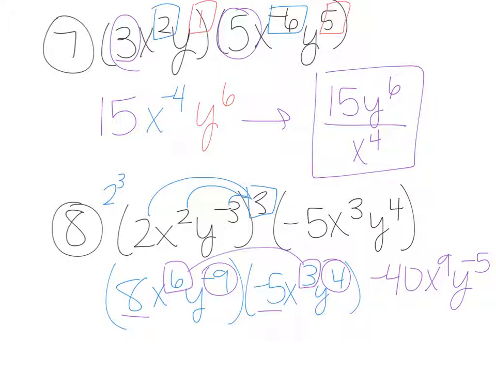Your last step to get your final answer is that only the negative exponent moves. A negative number doesn't have an exponent rule. The rule is only for the exponent. So that part with the negative exponent would move, and you would get negative 40 x to the 9th y to the 5th. That's your final answer.